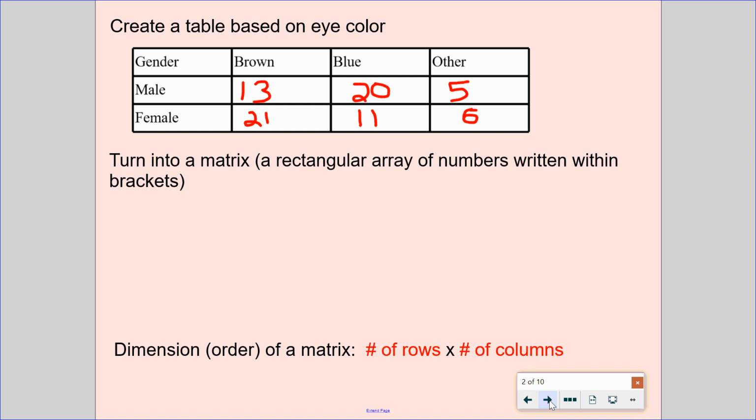So a matrix, when we actually write it, notice it says we want to turn it into a matrix, and the definition says a rectangular array of numbers written with brackets. So our matrix in this case is going to have brackets, and there's going to be numbers in each spot. You'll notice that the matrix that we have from the chart above is only going to deal with the numbers that we have. It is not going to include any of the labels. We would be able to identify that in other ways, as you'll see moving forward.